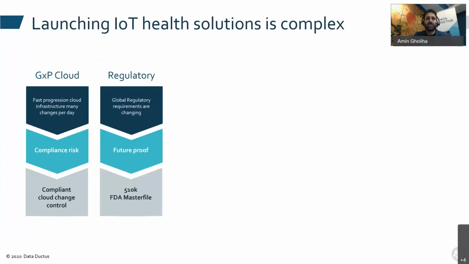Another aspect is the regulatory aspect. The global regulatory requirements are ever changing. They are changing a lot, and you want to make sure that you have a future-proof system. And one part of it is to have very proper design control and a lot of know-how to create good documentation and risk management for your cloud solution, and doing things correctly from the get-go. We will touch base on this as well.